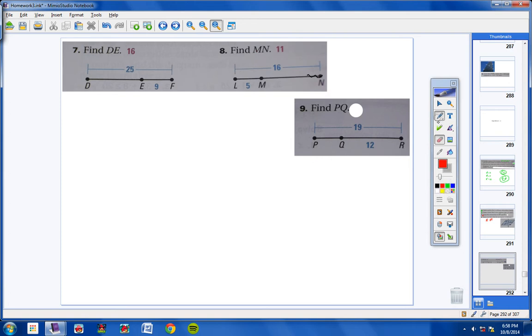All right, and the last one, let's see how we do here. Once again, the same type of problem. The entire segment from P to R is 19. This part of the segment from Q to R is 12. So we must find this segment here from P to Q. Well, 19 is the entire segment minus 12, which is part of the segment, would give you 7. So PQ must equal 7 because 12 plus 7 equals 19. And there we go. Okay, moving on.